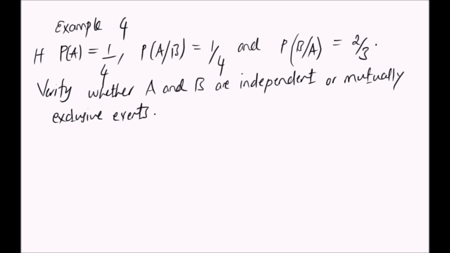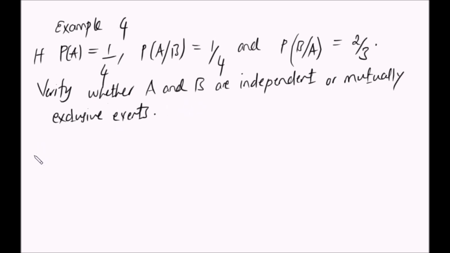Example 4 anasema the probability ya A ni 1/4. Probability of A given B ni 1/4 pia. Probability of B given A ni 2/3. So verify whether A and B are independent or mutually exclusive events. So we're going to verify if they are independent.